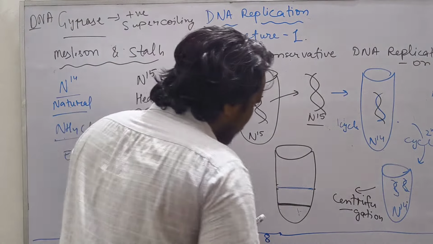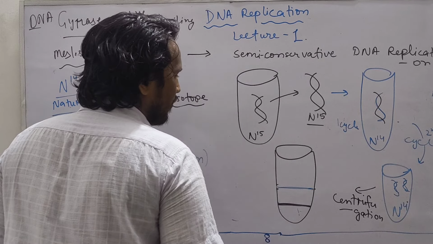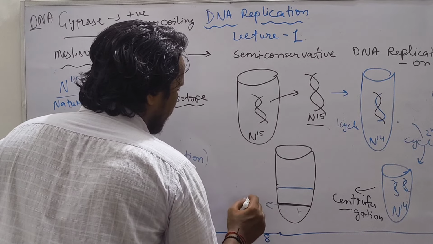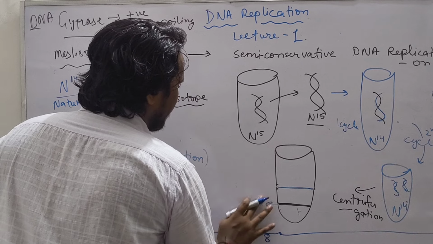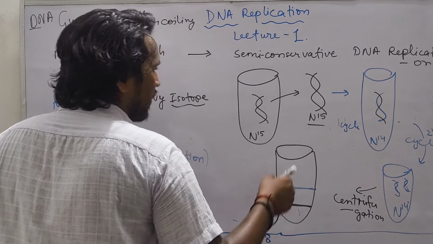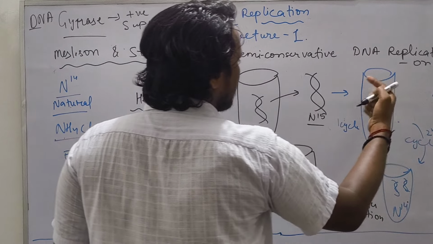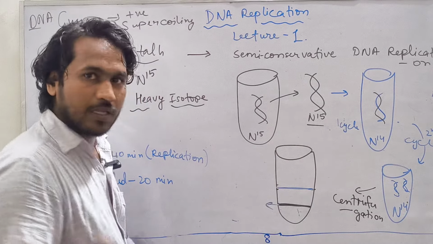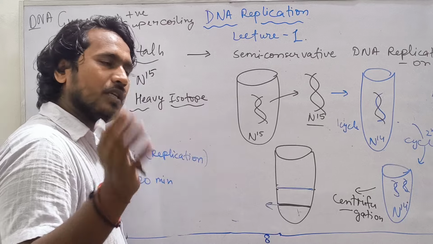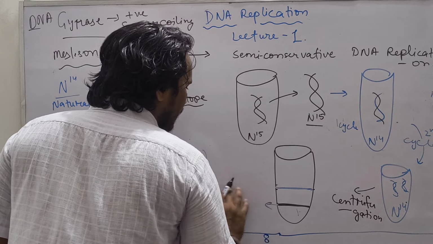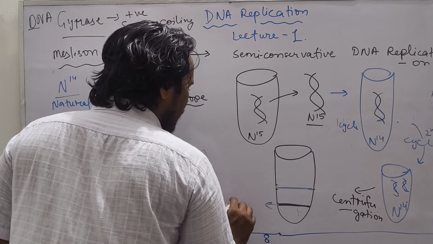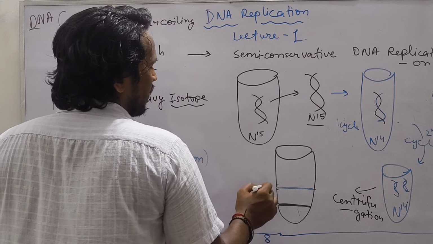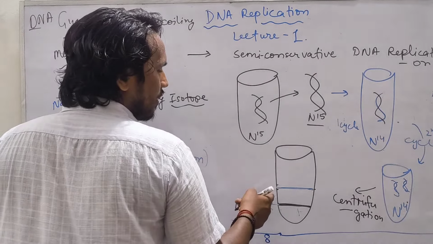Now, these two types of band we are getting, and this band is below because it is having N15 isotope. But in the first cycle they got only one band, but in the second cycle they got two bands. In the third cycle also they got two bands only. Fourth cycle also they got two bands. So they concluded the heavy chain is consisting of N15 and N14. Are you getting my point?